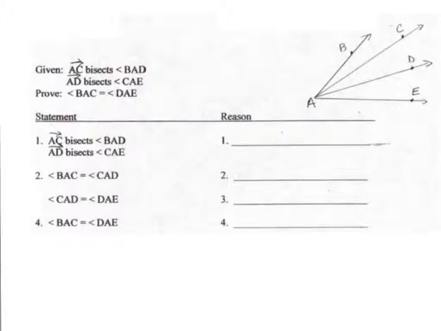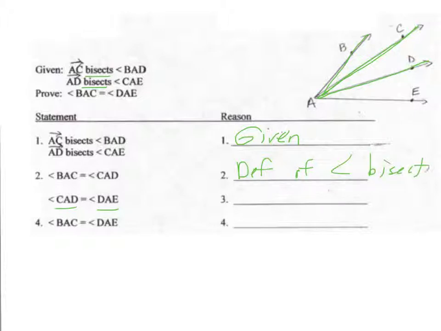First reason, always going to be what? Given. Now if it bisects, it splits it into two equal angles. We're talking about the angles here. So BAC is congruent to CAD, and likewise CAD is congruent to DAE. Because these two angles have been bisected, that is the definition of angle bisector. And it's going to be the same for both.